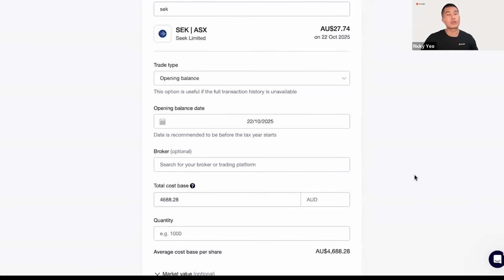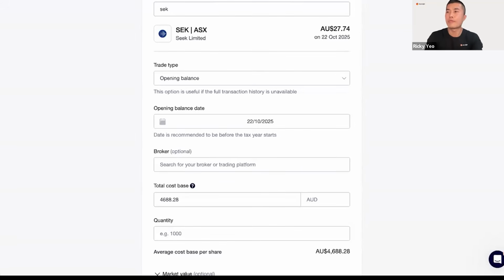For dividend reinvestments, if you used to have dividend reinvestments and then you stop, it's the same thing. You turn on the auto DRP, so it applies to all the ones that you used to have reinvestments on, and once you stop, you just turn off the auto DRP.